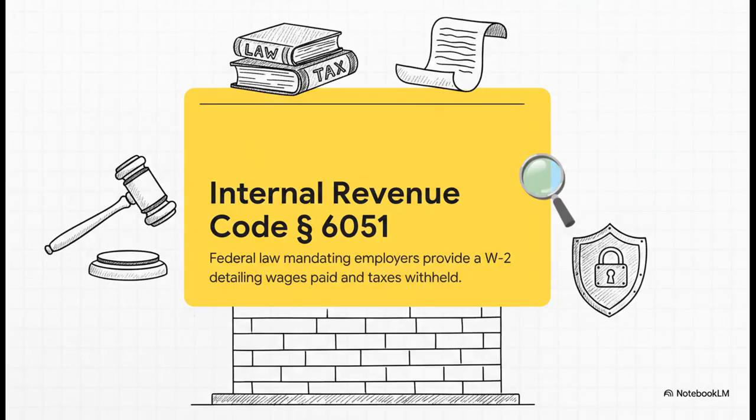And the legal muscle behind all this? It's Internal Revenue Code Section 6051. This is the federal law that says employers must provide a W-2. It's not a suggestion. It's a rigid statutory command. This is the cornerstone of the whole wage reporting system.